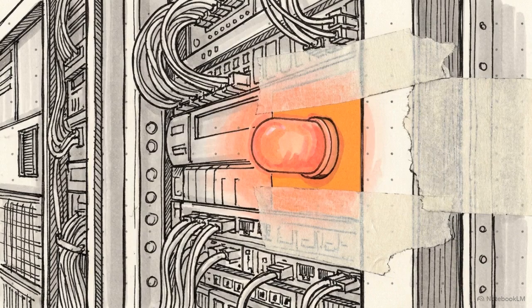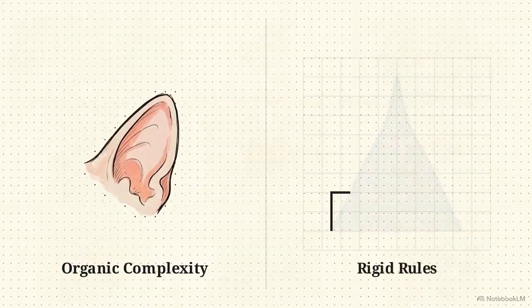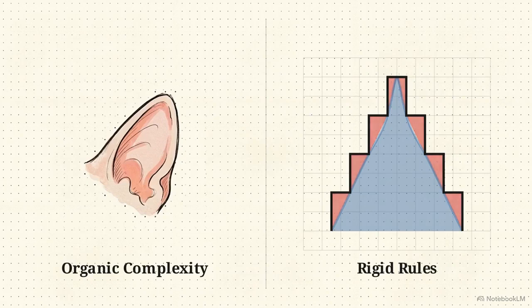This failure wasn't about a lack of raw power, it was a limitation of the instruction manual, a sign that you can't describe the visual world using only fixed binary rules.